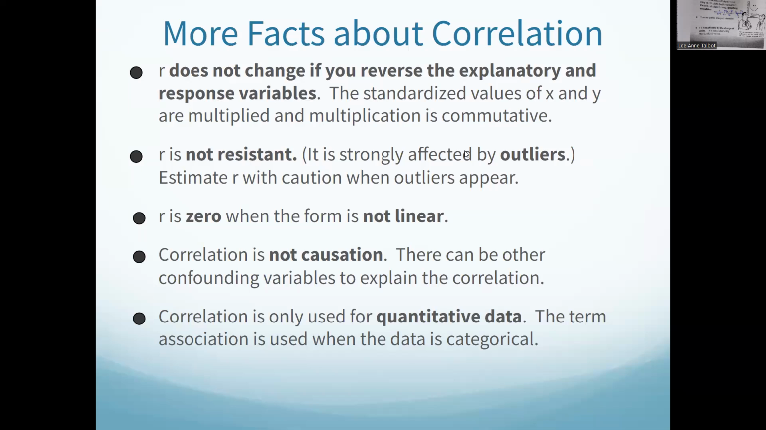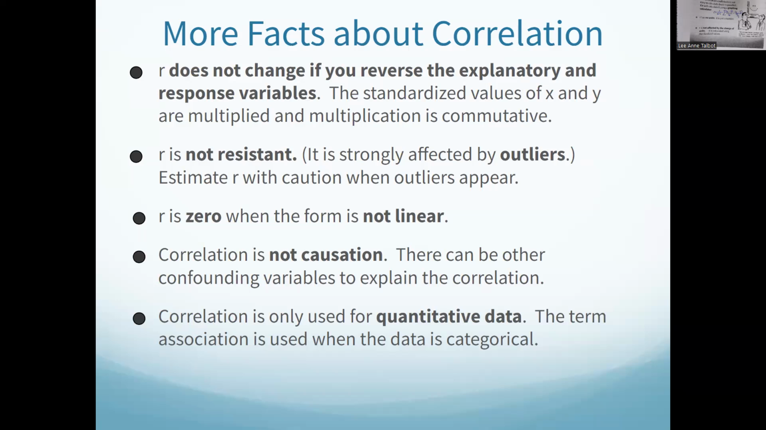Okay, more facts about correlation. R does not change if you reverse the explanatory and response variables. What I want you to think about is the x and y axis. You take it, flip it like this, and it's still the same strength. It's talking about a percent strength. Look at a scatter plot like this. It's 80% strength. You flip it this way, it's still going to be 80% strength. The dots really don't change. It's just their location.